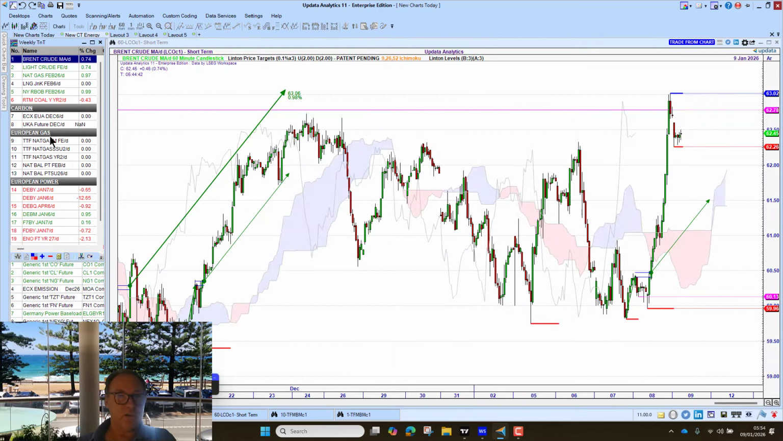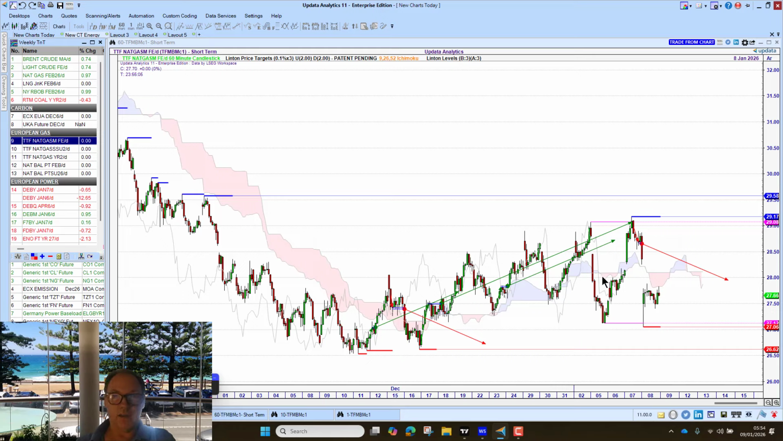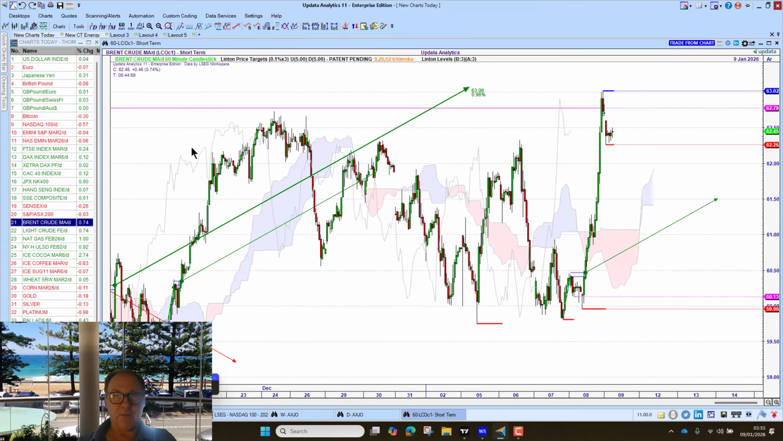in energy, of course, is gas prices in Europe. And this, we see here, is the 60-minute chart. Upside targets met, new downside target was generated yesterday and met immediately. The range here is 27.29, and we'll discuss that more in the morning call. But gas prices still looking pretty bearish in Europe.